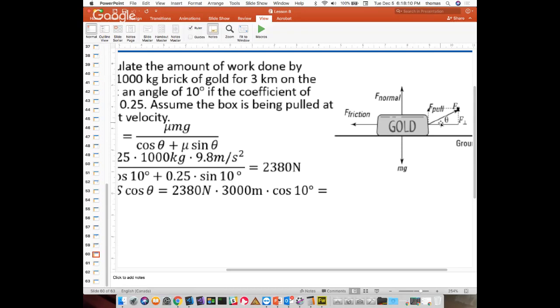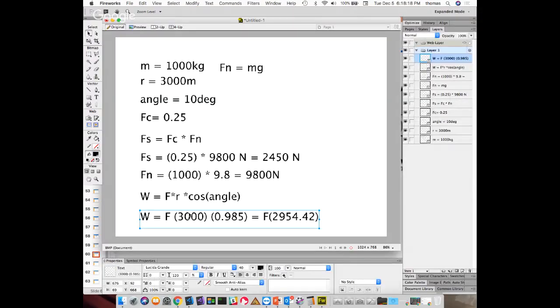So we take the force of friction, whatever it is, and if this is true, we look at it the other way around. Here's the force of friction. We don't know what this is, but we know this: the force of friction, 2450, times 3,000, or 2450 times this value right here. This is what this F is. You're like, what's the F in this whole equation?